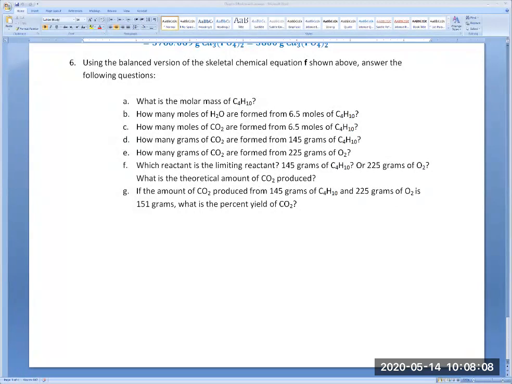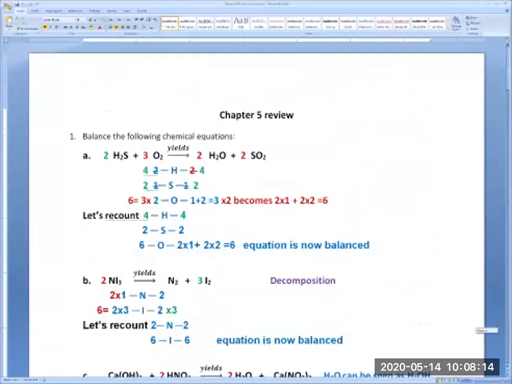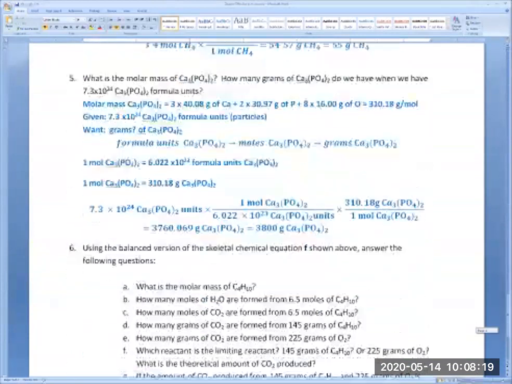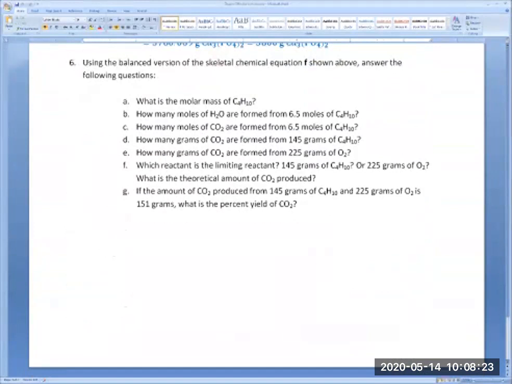So we will continue with chapter 5 review. So it's that document we have started to modify, chapter 5 review here. So I'm going to the bottom of it, the section on problem 6, which is going to be an overview of what stoichiometry is about.